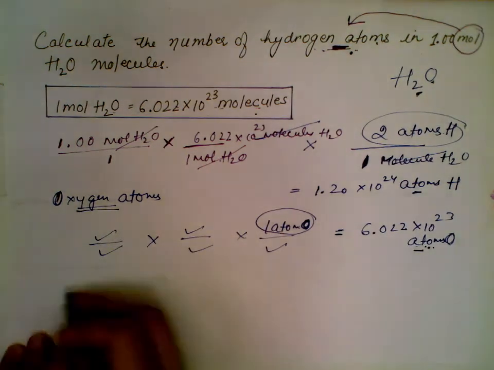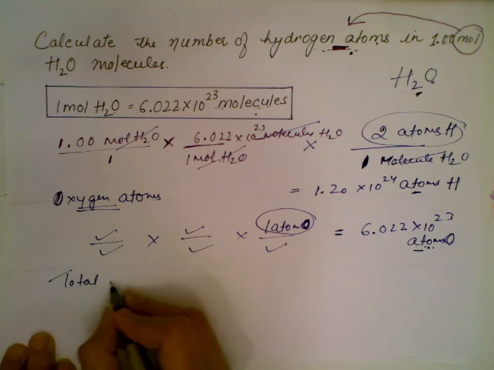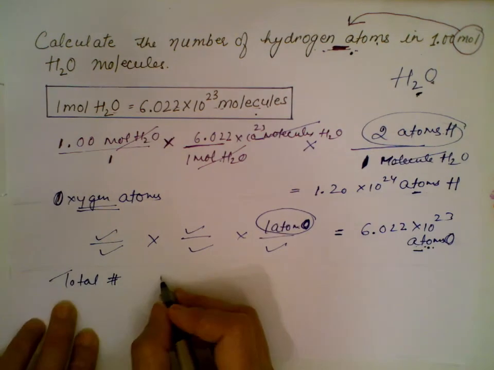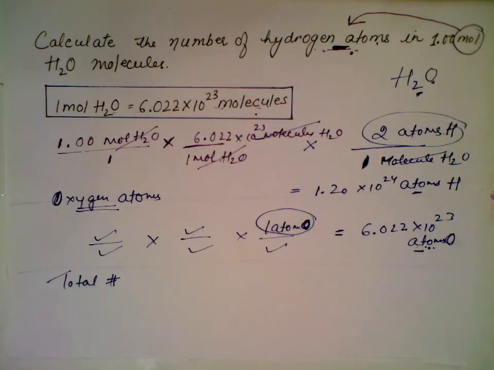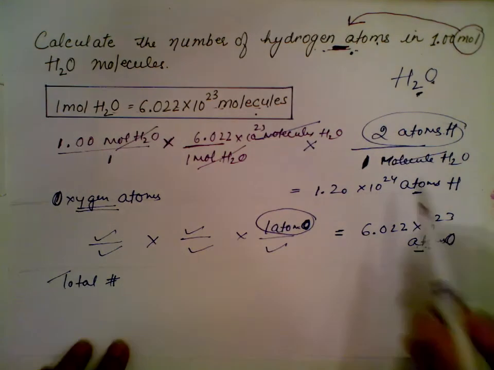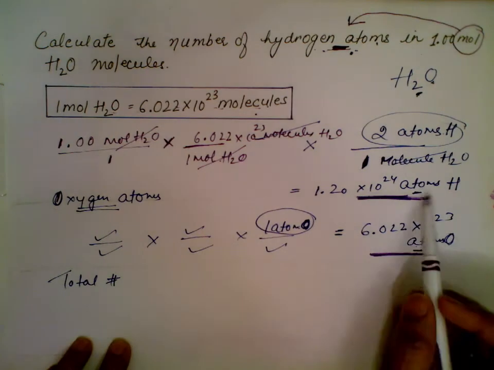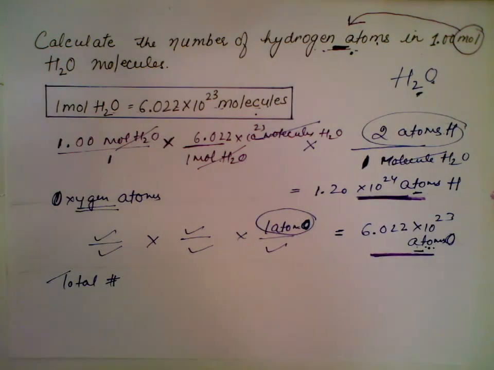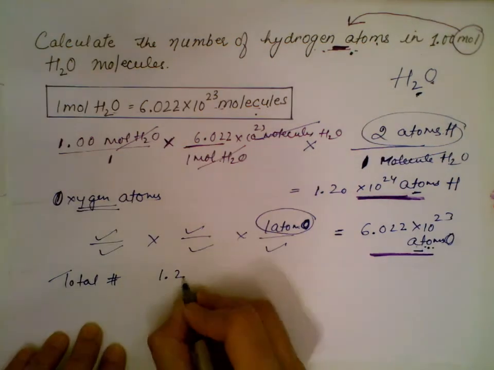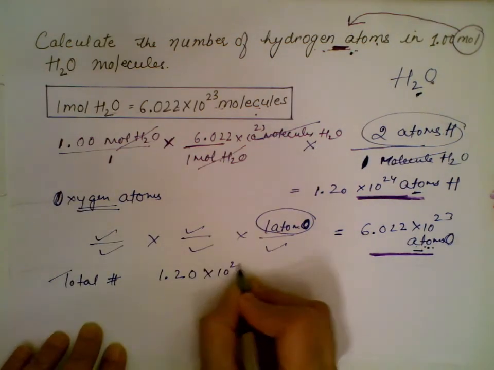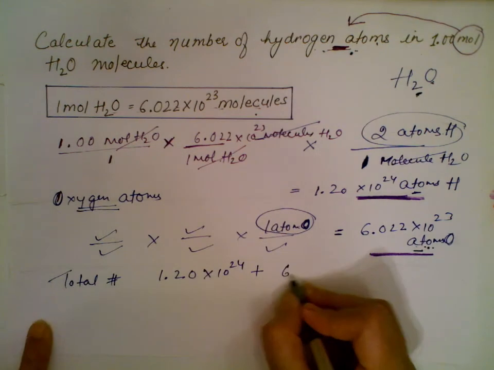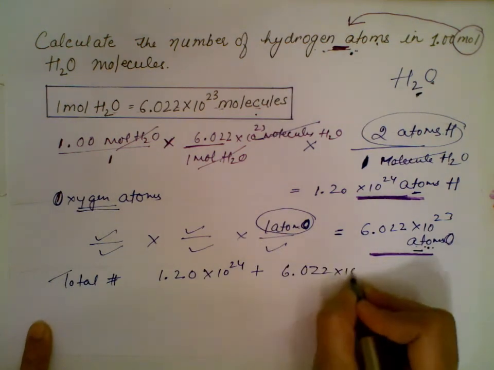How about if you were asked to figure out the total number of atoms? Then what would you do? Then you would add this and this: the number of atoms of hydrogen and the number of atoms of oxygen. That is how you would tell the total number. So 1.20 times 10 to the power 24 plus 6.022 times 10 to the power 23.